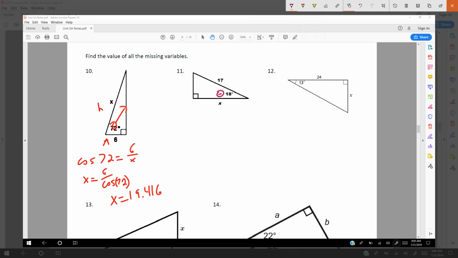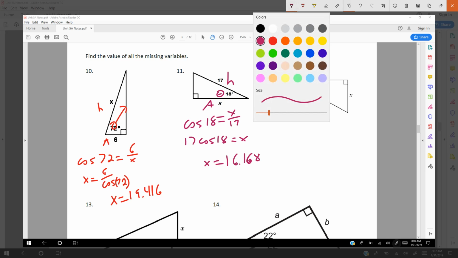Okay. The next one, this is my theta. It's my camera lens, so I'm leaning up against the adjacent. That's the hypotenuse. So that's cosine of 18 equals x over 17, multiplied by 17, so 17 cosine of 18 equals x. X must equal 16.168.